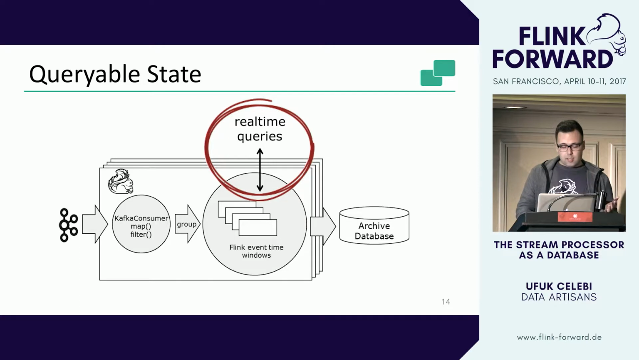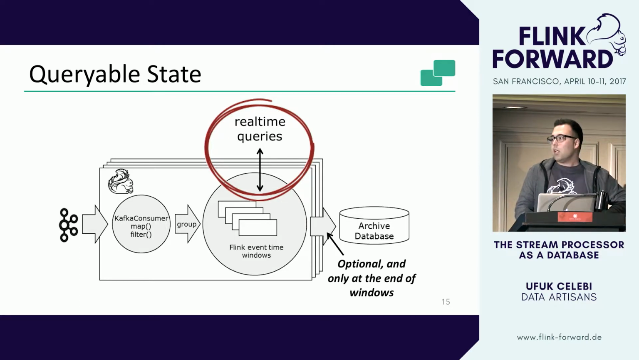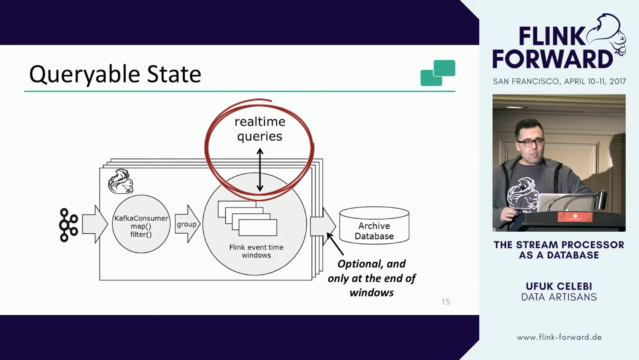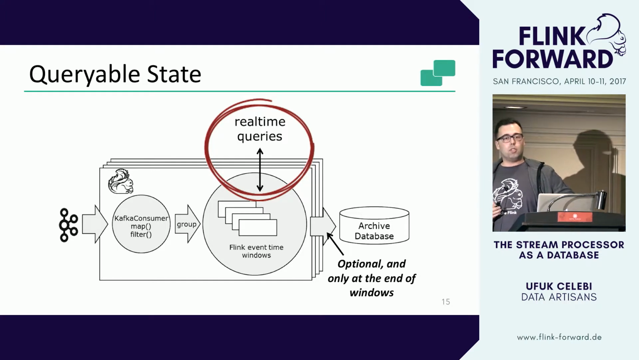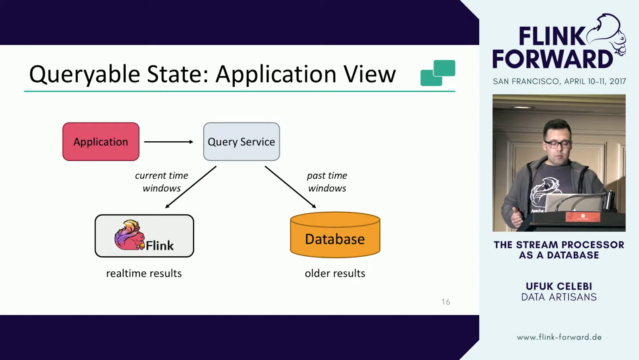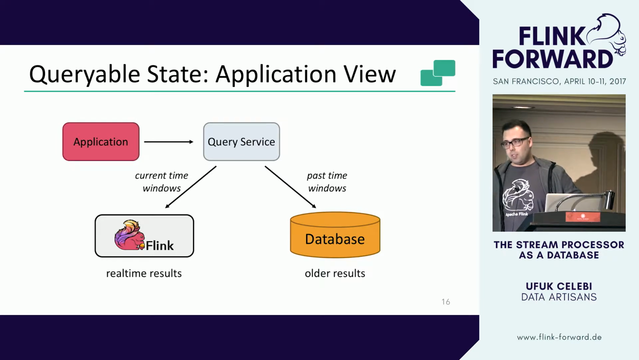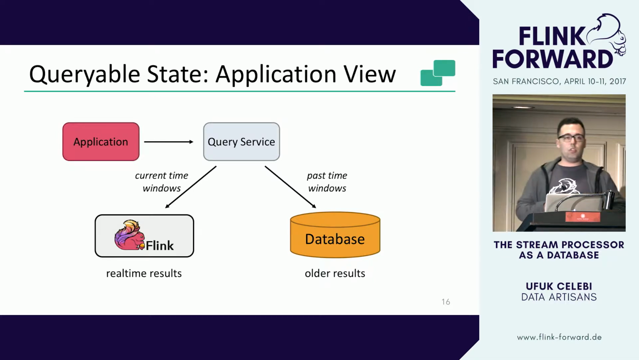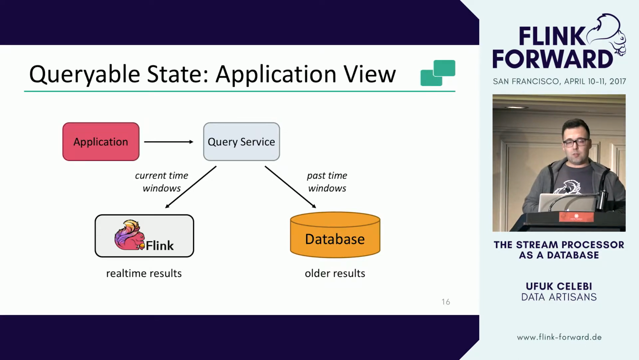And this is exactly what we are trying to do. And in the end, if we want to still put this to a database for long-term archival or something, this is still possible, but it's optional. So this relieves a lot of stress from your external system. And from the application's point of view, you have a query service. This can talk to both Flink for the latest real-time results and also to your database or Redis for past results and older results. And this is now with scalable state strictly optional.